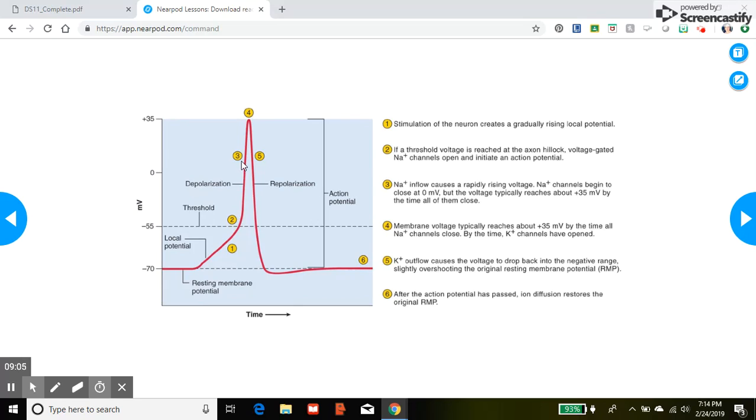Three, we have this influx of sodium. Four, the membrane voltage is going to read about 35 millivolts. By this point, all of the sodium channels are closing, and at the same time, most of our potassium channels should be open. Okay. Five, potassium is going to leave. And then six, we're kind of at rest.